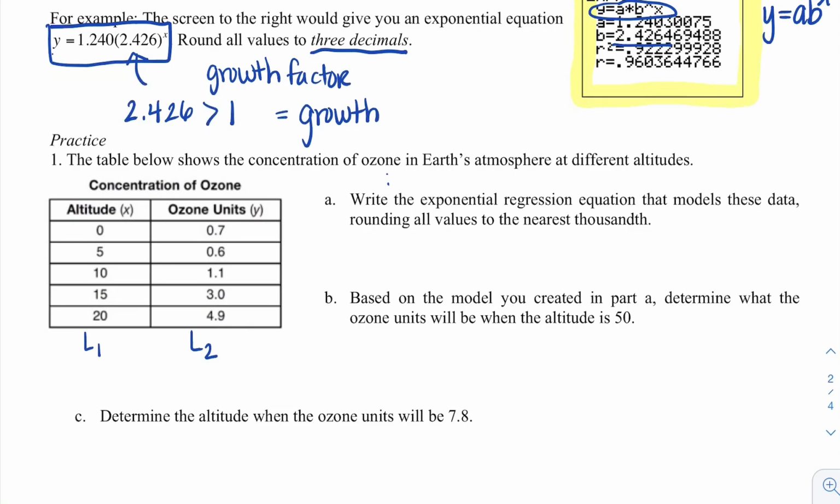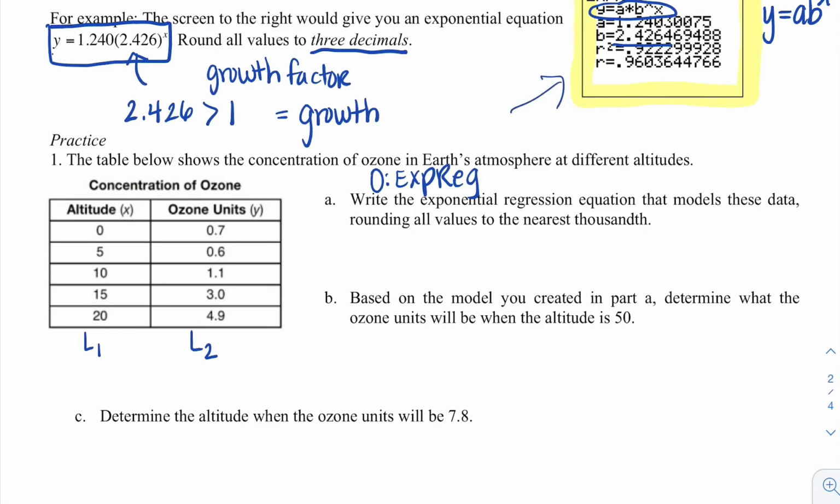Okay. Now, once you've entered your data in, you're going to quit out of that Stat menu and go back to your normal calculation screen. Then you're going to hit the Stat button again, go to Calc, and scroll down to 0, ExpReg. That's an exponential regression. So you're going to see an output similar to what we saw up here on the right-hand side before.